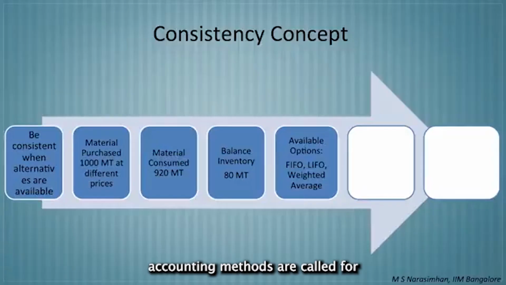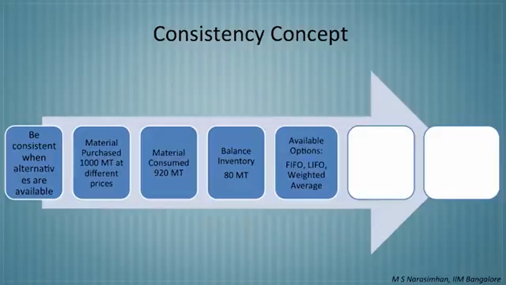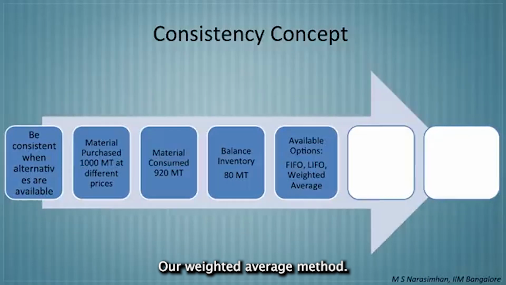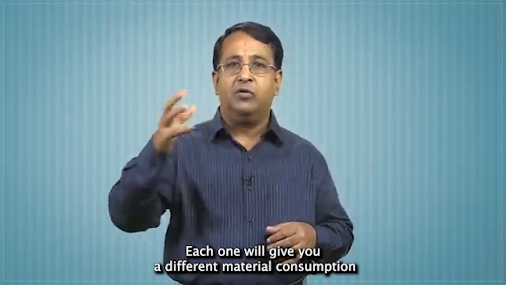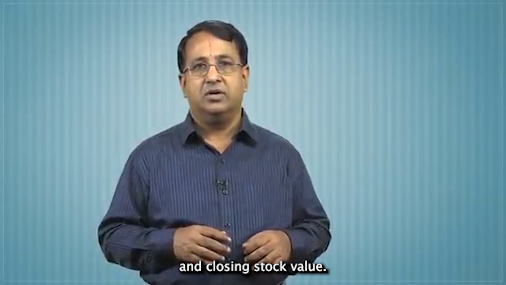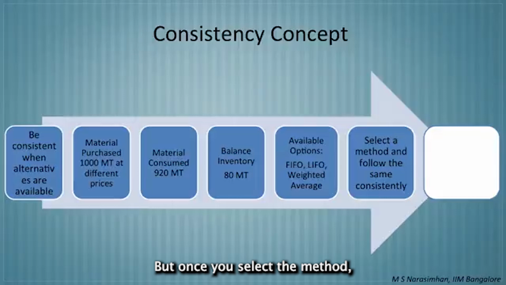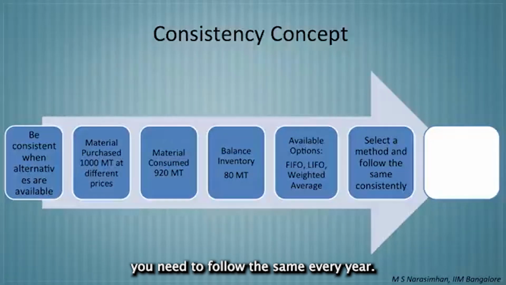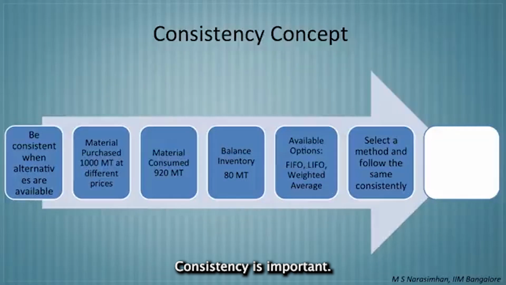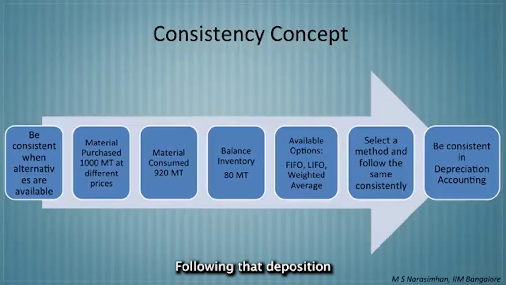These inventory accounting methods are called FIFO, that is first in first out, LIFO, last in first out, or weighted average method. Each one will give you a different material consumption and closing stock value. You can choose any one of them, but once you select the method, you need to follow the same every year. Consistency is important. Depreciation is another accounting issue where you need to be consistent in following the depreciation method.